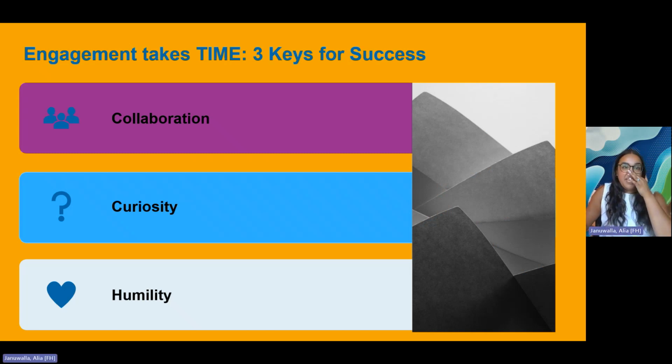But to wrap up, engagement does take time. I think it's well defined by these three themes. Collaboration. There are multiple knowledge users that need to be involved in engagement and patient-oriented research. It's also defined by curiosity, and it's also defined by humility. And I think a constant key for success when we're walking that path is that it's a constant journey of learning.